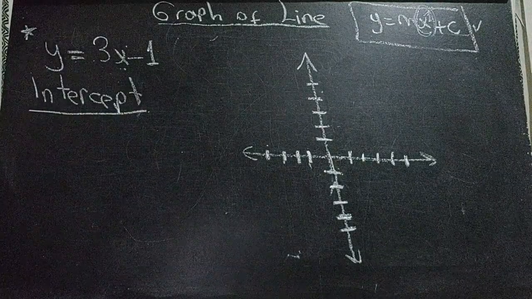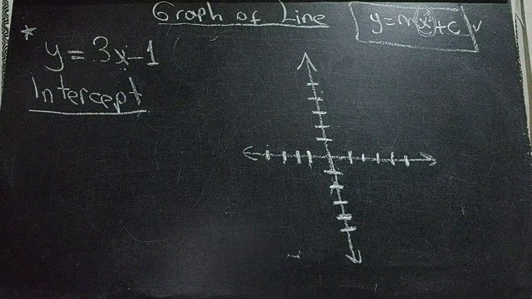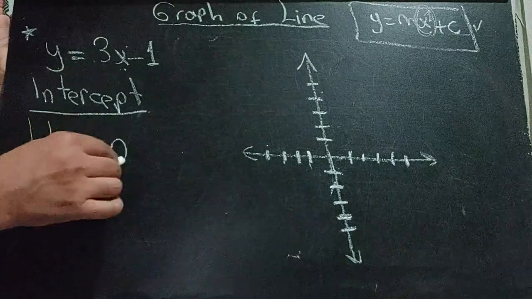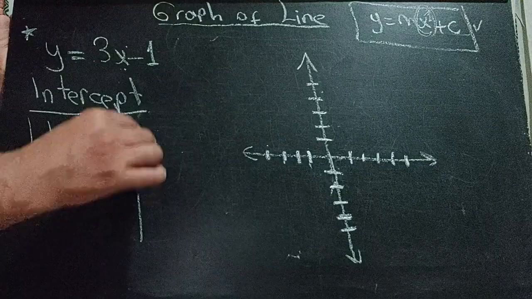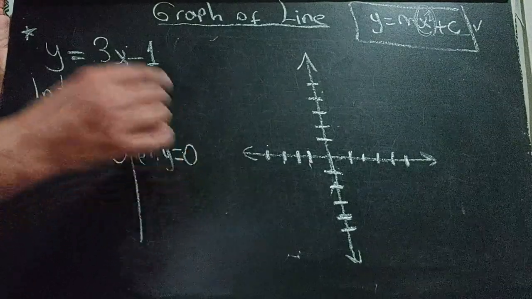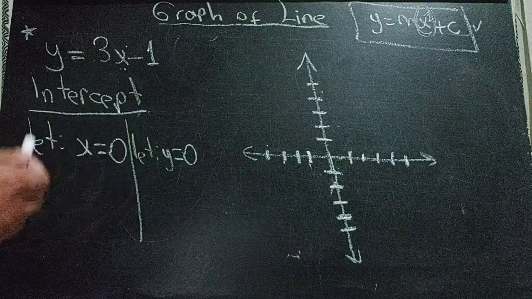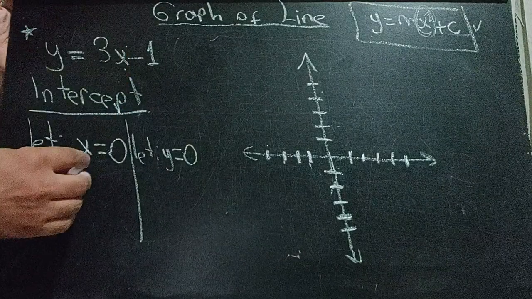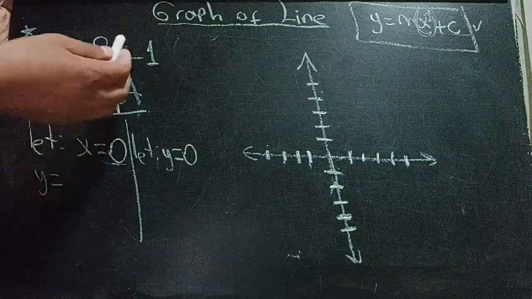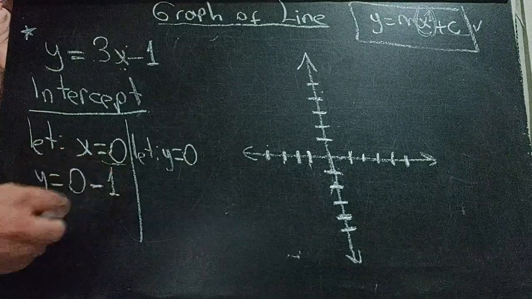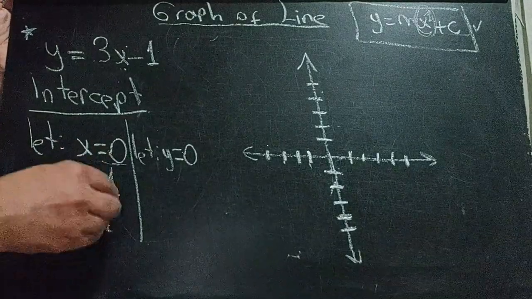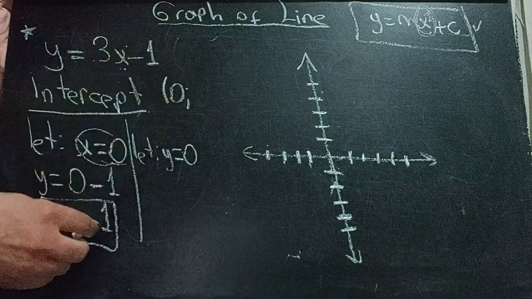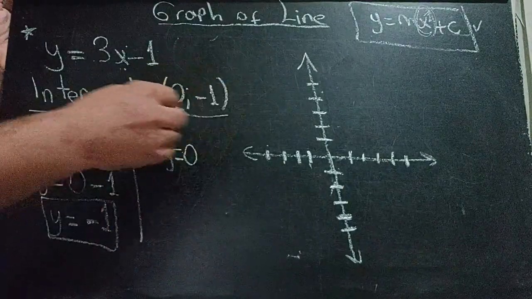All right, now my next method is the intercept method. For the intercept method, you first let x equal 0, then you let y equal 0. You are going to find 2 points now. So y equals 3 times x, which is 3 times 0, because let x equal 0, which is going to be 0 minus 1. y is going to be negative 1. My first point is 0 for x, and negative 1 for y. That is my first point.